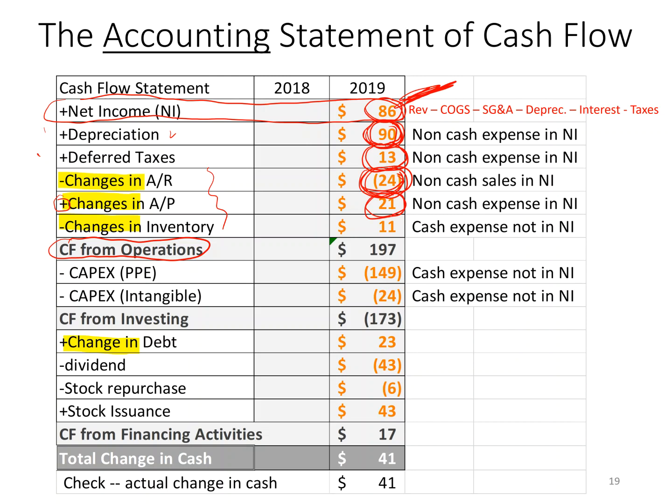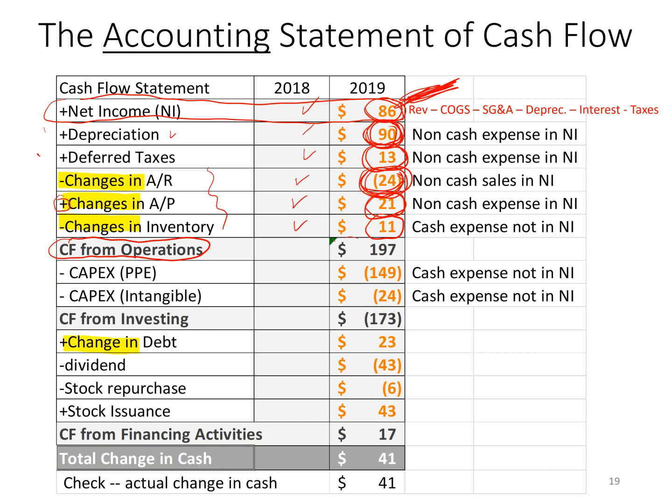And lastly, any buildup of inventory I need to subtract because it cost me cash, right? I paid to build the item which is sitting in inventory. That's nowhere in net income. So if my goal is to understand changes in cash, I need to subtract that. So if I take my net income, add back my depreciation and deferred taxes, these are non-cash expenses in net income. I'm then going to subtract any changes in accounts receivable because that's a non-cash sale. I'm going to add any change in accounts payable, that's a non-cash expense. And then I'm going to subtract changes in inventory, which is a cash expense, not in net income.